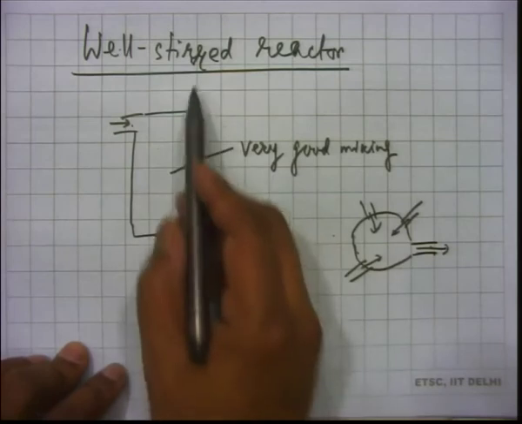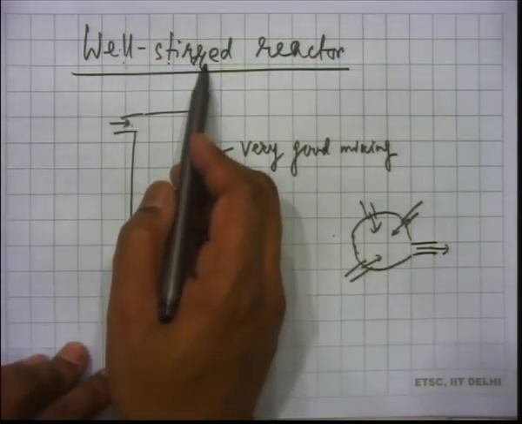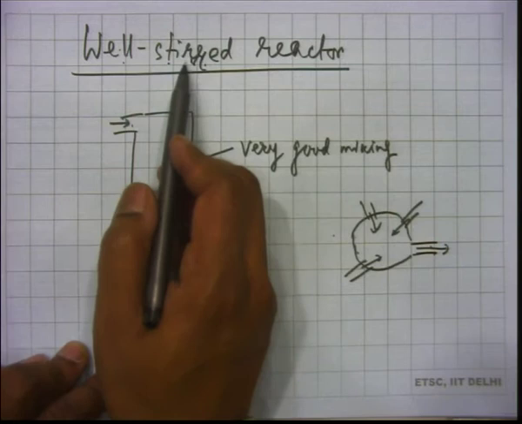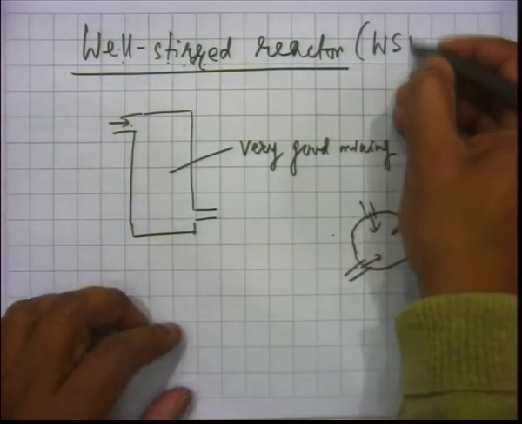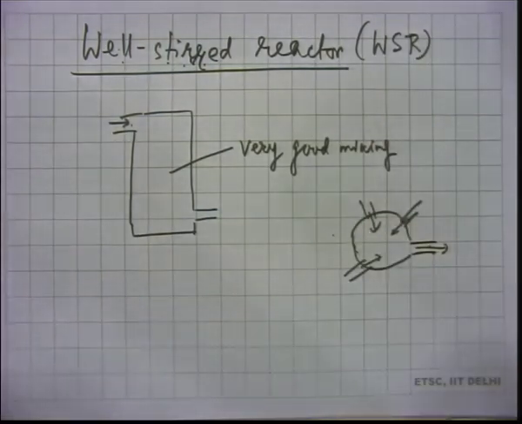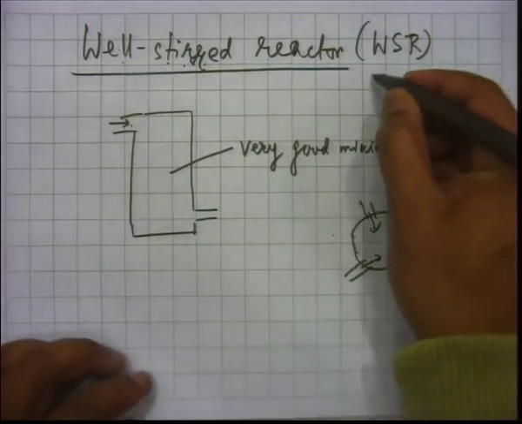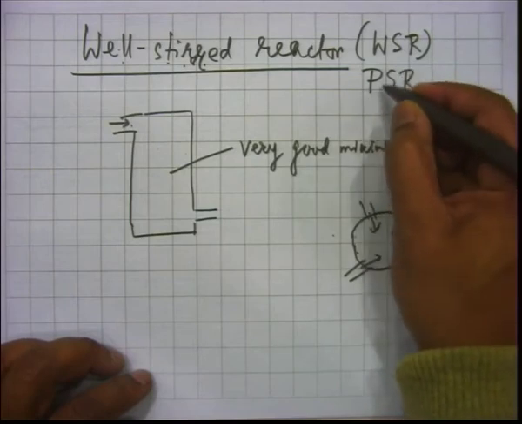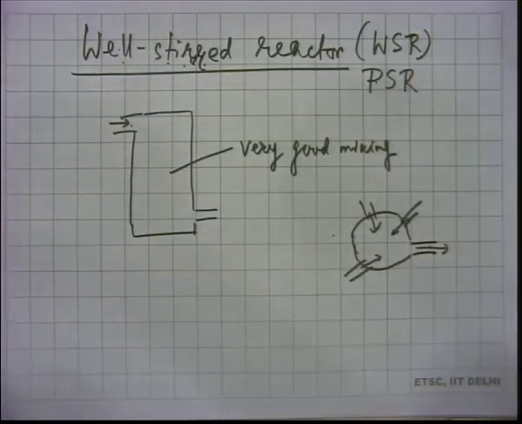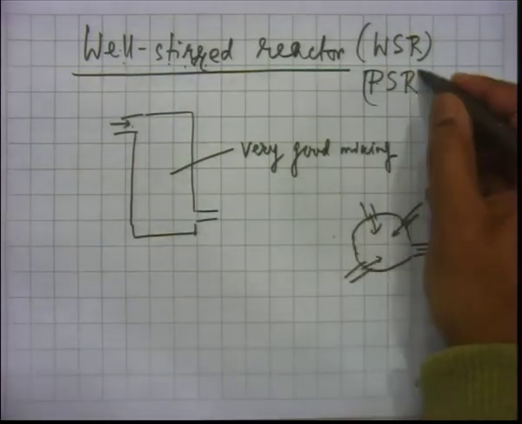So, from the name well stirred reactor, you can make out that this implies that there is very good mixing. That is why it is called well stirred reactor. It is also called a perfectly stirred reactor. Well stirred reactor is sometimes called WSR as an abbreviation, but it can also be called a PSR, where P is for perfectly. So, this is perfectly stirred reactor. That is another name.